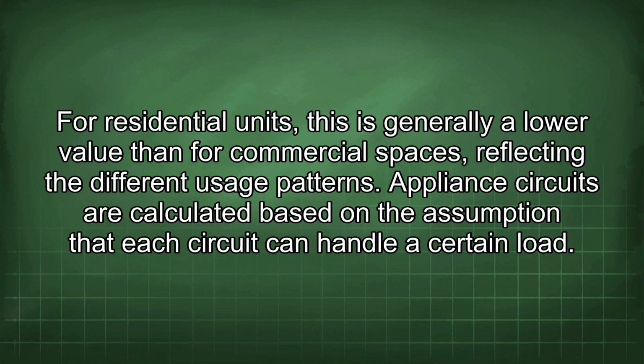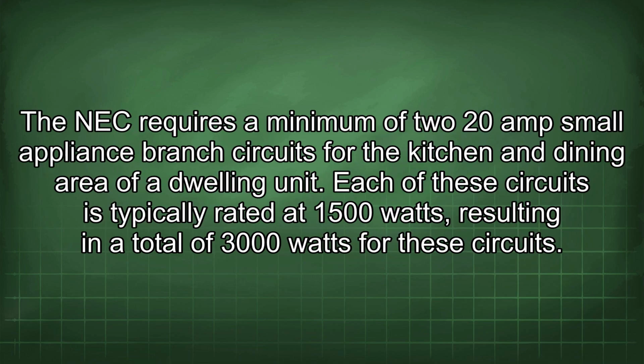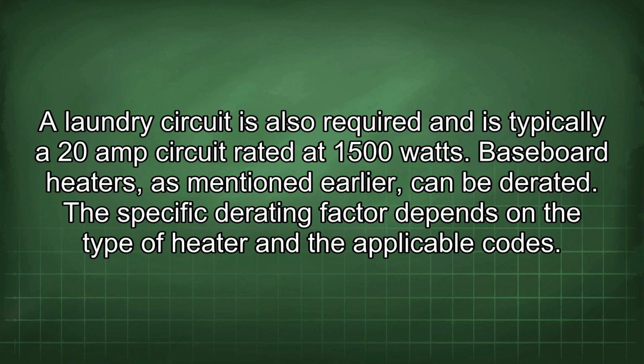Appliance circuits are calculated based on the assumption that each circuit can handle a certain load. The NEC requires a minimum of two 20-amp small appliance branch circuits for the kitchen and dining area of a dwelling unit. Each of these circuits is typically rated at 1,500 watts, resulting in a total of 3,000 watts for these circuits. A laundry circuit is also required and is typically a 20-amp circuit rated at 1,500 watts.